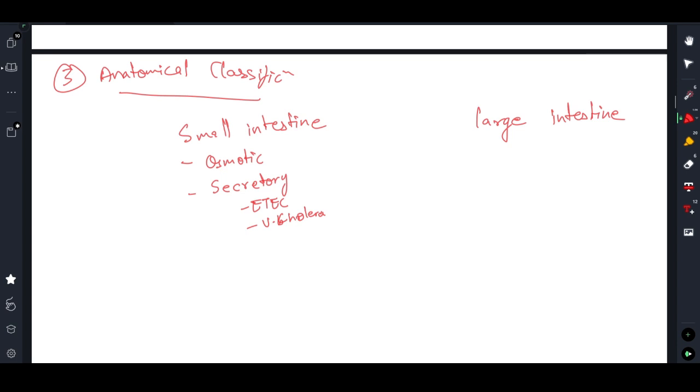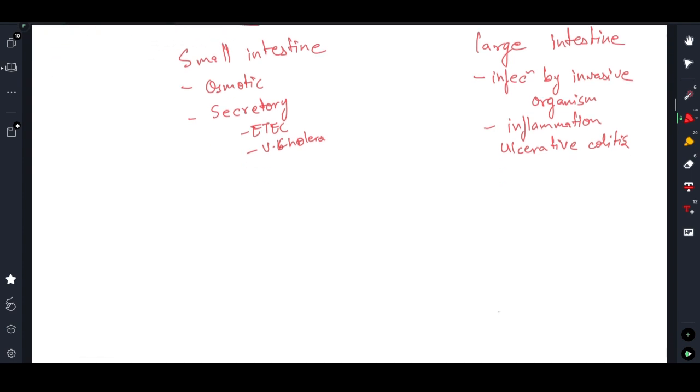Whereas for large intestinal diarrhea, you can have infection, right? Infection by invasive organisms, for example, Shigella. Or large intestinal diarrhea can be due to inflammation, for example, in case of ulcerative colitis. So these were the causes for small intestinal diarrhea and large intestinal diarrhea. Now moving to the clinical presentation.